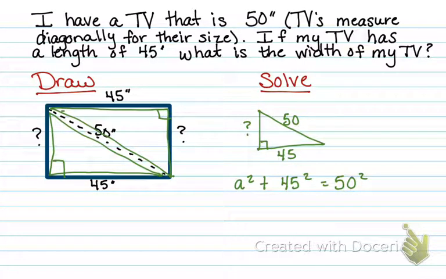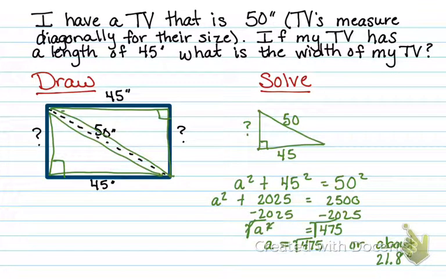So pause for a minute, try it, and see what you get. So when we work it out, we get the square root of 475. And we can leave it that way. It's not a perfect square. If we used our calculator, we would see that's about 21.8 inches. You're going to use your knowledge and practice with some more problems.